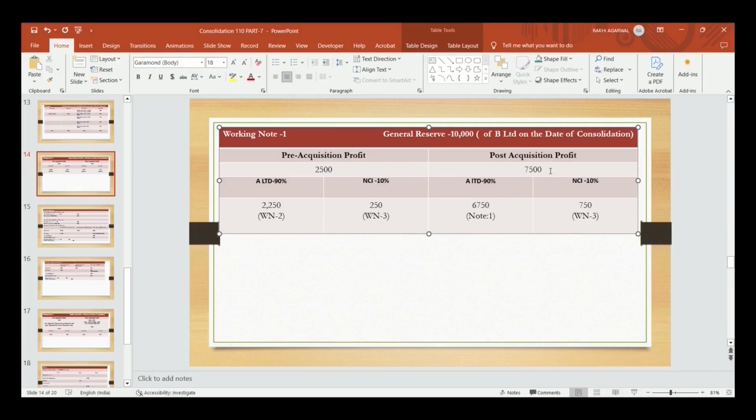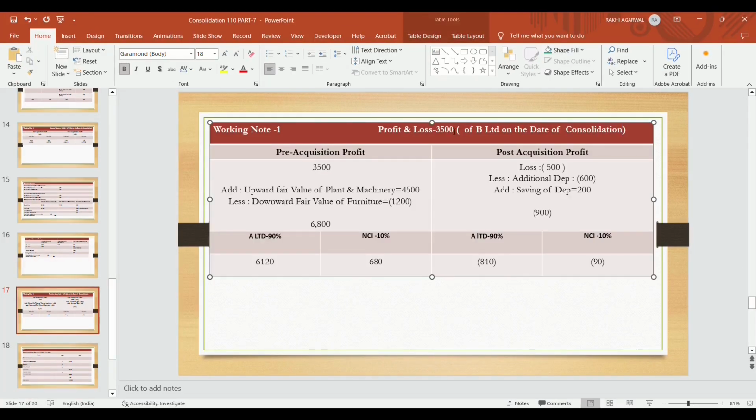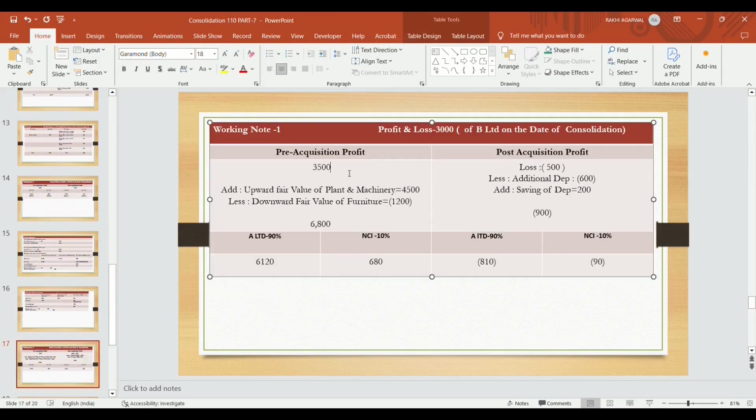90% goes to A Limited, that is 7,500 into 90% becomes 6,750. And 7,500 into 10% becomes 750. So that's the post profit. Now profit on the date of consolidation becomes 3,000. Pre-profits at the time of acquisition were 3,500, and at the time of consolidation it becomes 3,000. So there is a loss of 500. This 3,000 is the pre-profit and this 500 is the post loss.